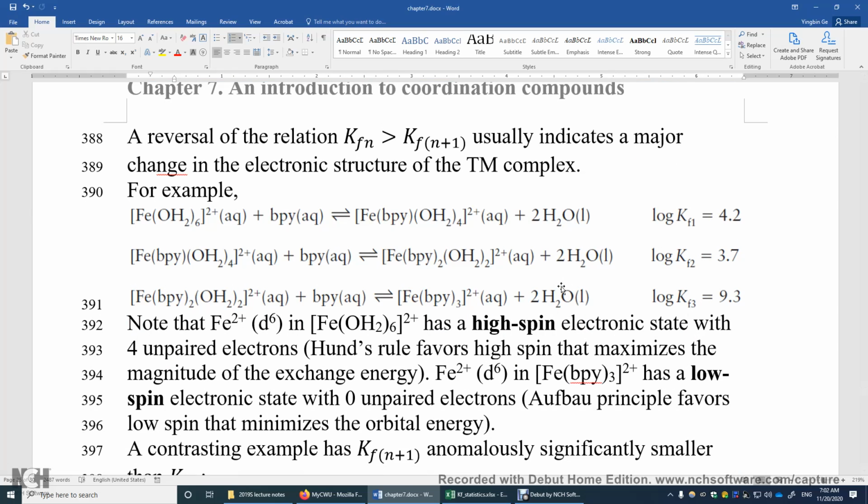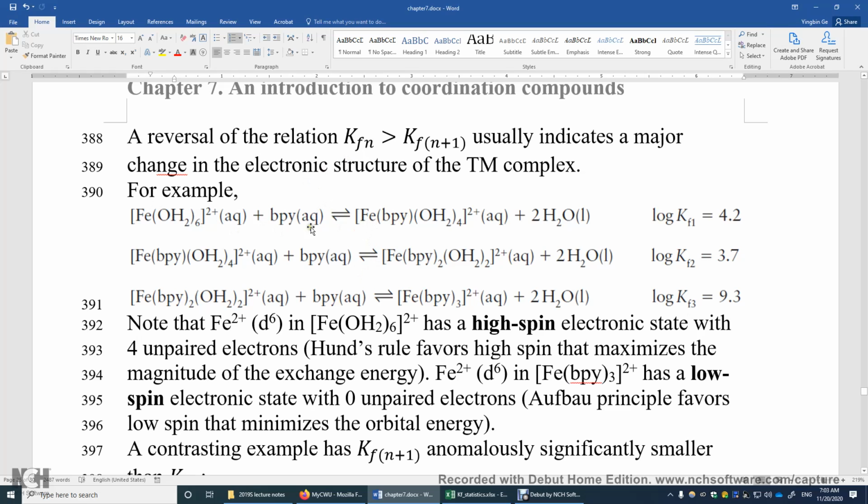So it's possible to observe this reversal of this inequality. Well, in that case, if KFN plus 1 is much greater than KFN, that indicates a major change in the electronic structure of the transition metal complex. So again, supposedly this is true for the formation constants for most transition metal complexes. But then if you see a reversal of this, that means if this number is much greater than this number, there's some other factor.